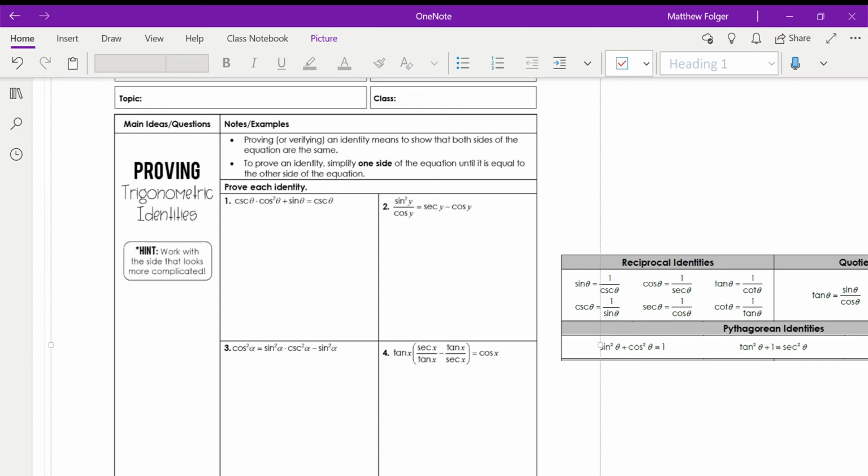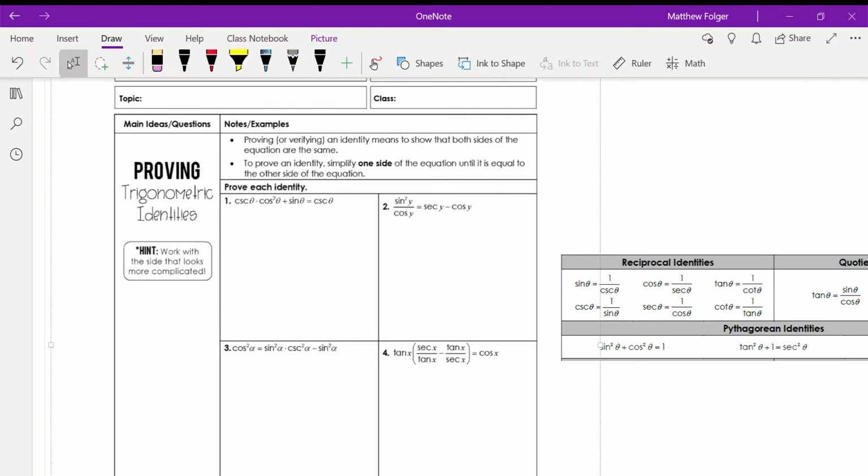Hello everybody. We are now on the notes titled Proving Trigonometric Identities, and in this lesson we're actually going to be doing a lot of similar things to what we were doing in the past too. So when you prove a trigonometric identity, it's the same as simplifying. Okay? What you see down here is it says work with the side that looks more complicated.